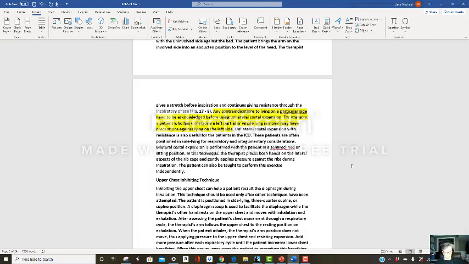Upper chest inhibiting technique. Inhibiting the upper chest can help a patient recruit the diaphragm during inhalation. This technique should be used only after other techniques have been attempted. The patient is positioned side-lying, three-quarter supine, or supine.